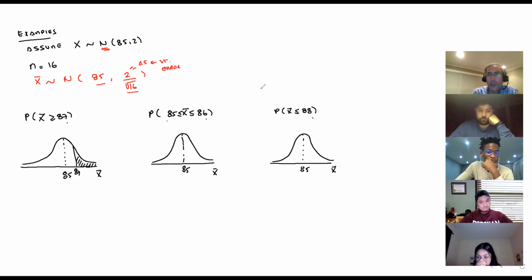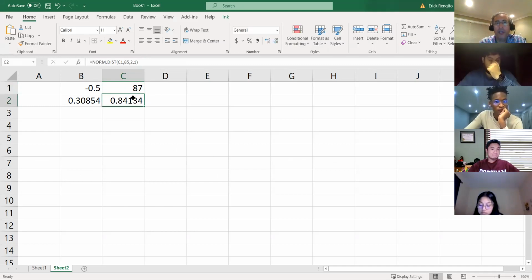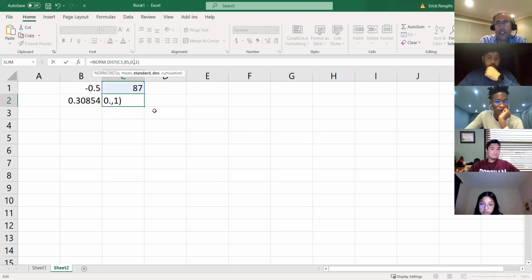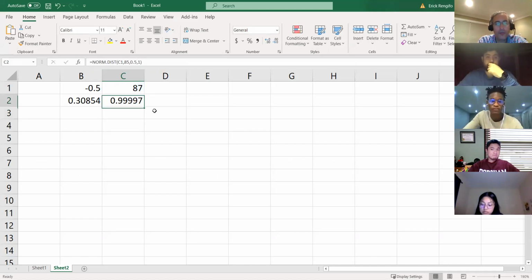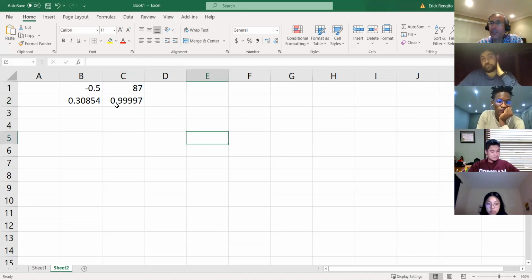You agree? So let's do this in Excel. Remember, I'm not using this one here anymore. I'm using this part here. So it's 85, 0.5. It is 87 here, correct? My number is 87. And then it is 85, and here I have 0.5, correct, guys? Makes sense to you? So it's basically telling me 0.999997. Everyone got this number?